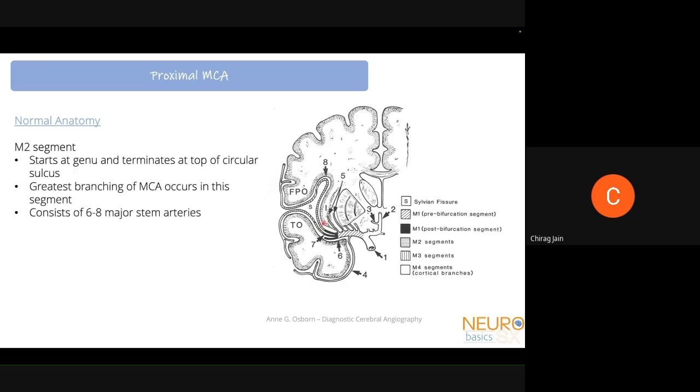The M2 segment will then start at the genu, and it will follow the surface of the insula. So an M2 segment will bend at the genu and follow the surface of the insula. Okay, and then finally again it will bend at the opercular surface or the superior sulcus here to form the opercular segment or the M3 segment. The greatest branching of the MCA happens in this M2 segment itself. So after it forms the superior and the inferior trunk, it will form 6 to 8 major stem arteries, and those are all insular segments.